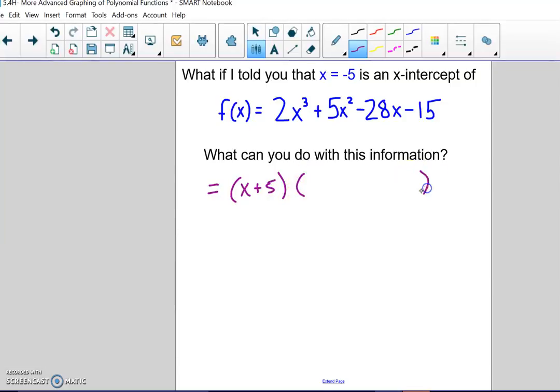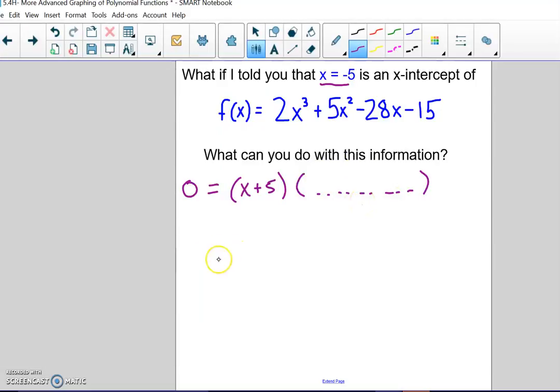Now, we don't know necessarily what's left over in this other set of parentheses, but we know x plus 5 must be a factor, because that's the only way we could get this x-intercept. When you set y equal to 0, you have a product on this side. If I set x plus 5 equal to 0 and solve for x, I would get x equals -5 as one of my x-intercepts. What I don't know right now is what's left over in this other set of parentheses.